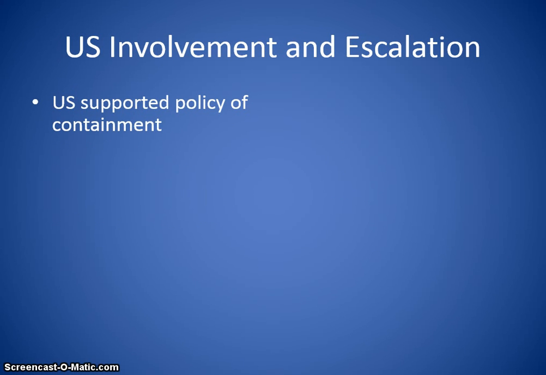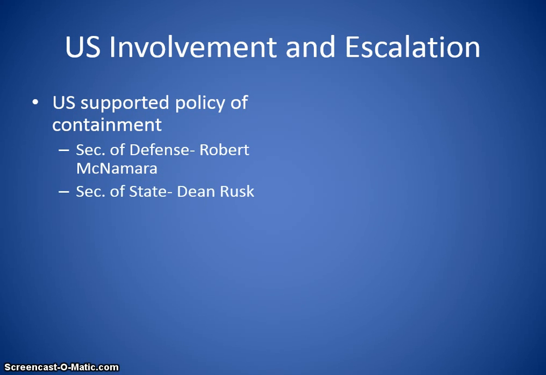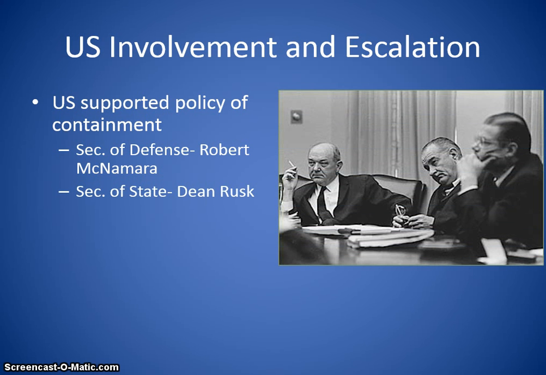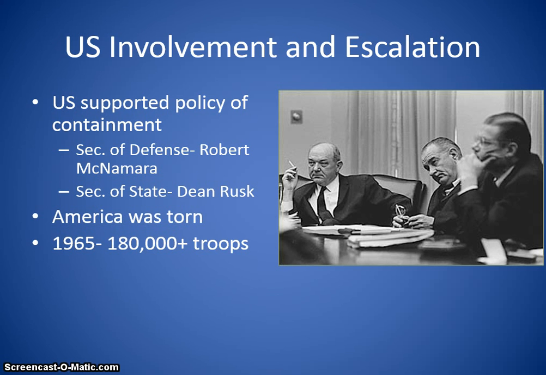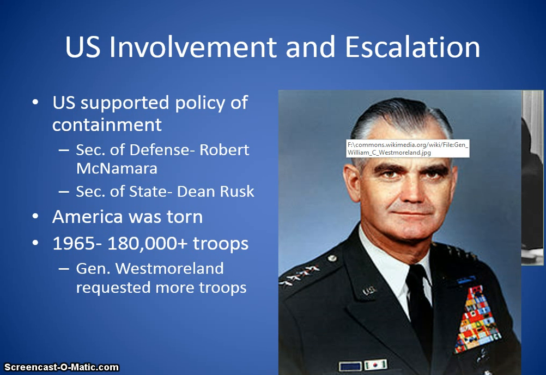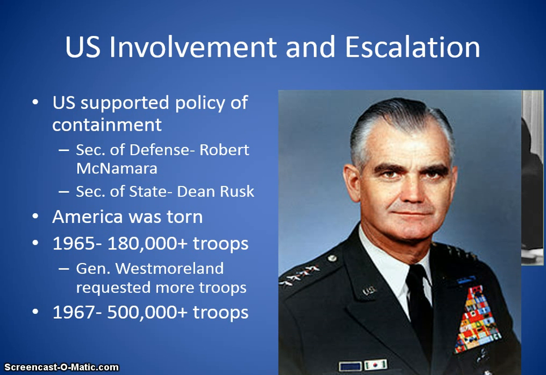Now, the United States involvement and escalation. The United States supported the policy of containment, right? Secretary of Defense was Robert McNamara, and the Secretary of State was Dean Rusk, and they were the advisors for LBJ. America was torn. In 1965, you have over 180,000 troops. General Westmoreland requested more troops, which is him. In 1967, you have 500,000 troops.